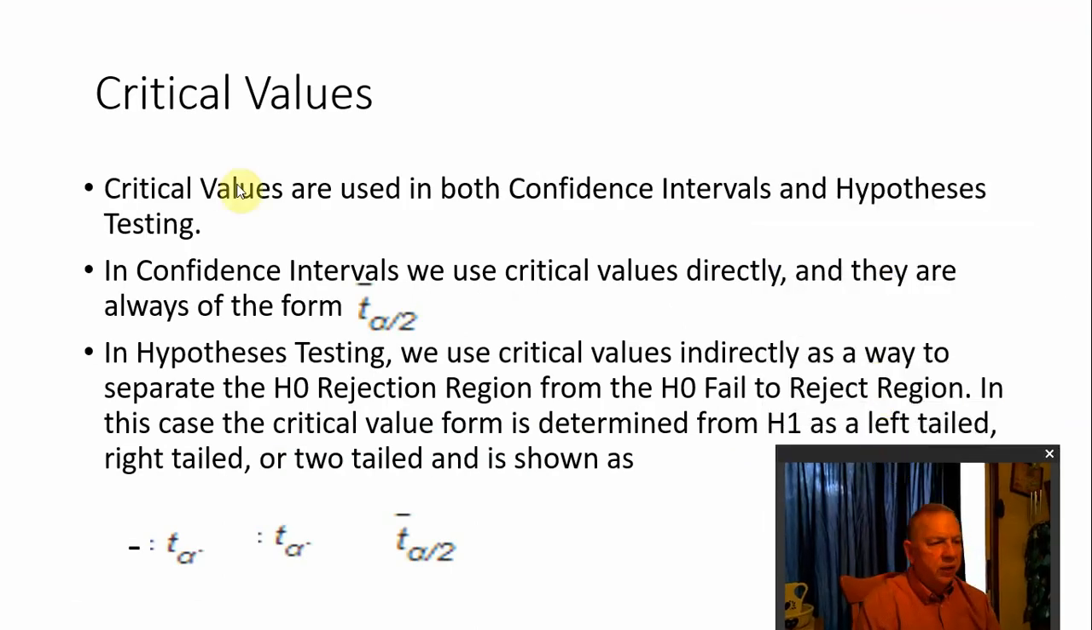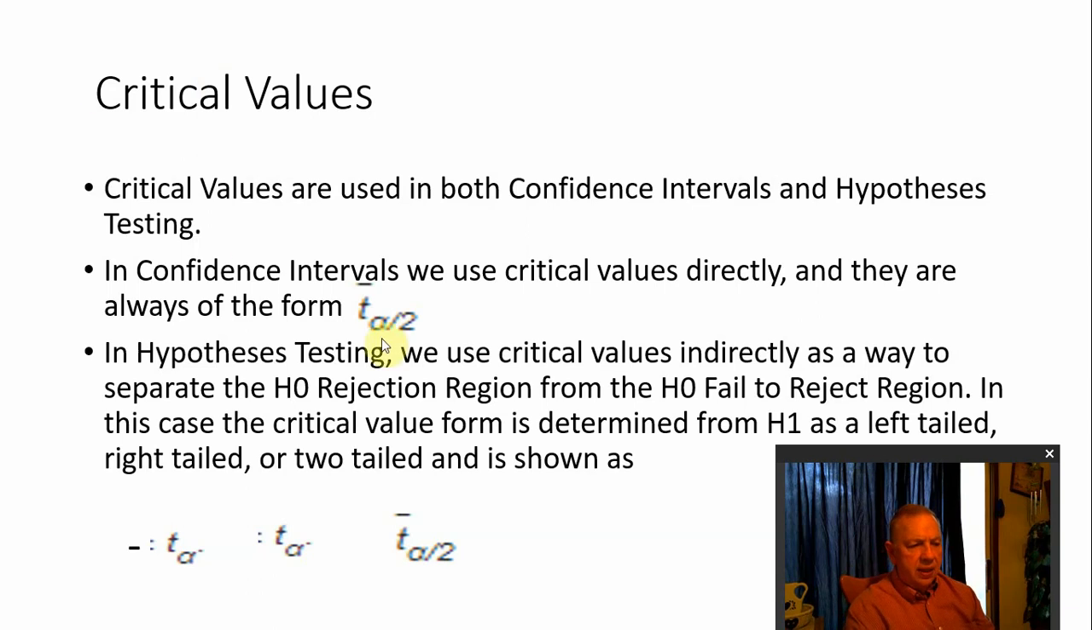So critical values are used in both confidence intervals and hypothesis testing. In confidence intervals, we use critical values directly. They are always in the form T alpha over 2, and when I say directly, that's part of the margin of error formula. It'll say either T alpha over 2 or Z alpha over 2, and we're going to focus on T alpha over 2 this time.